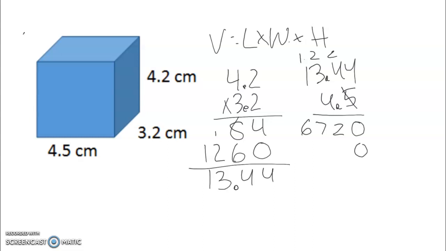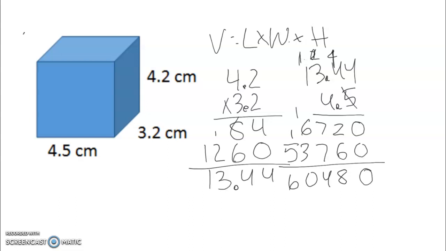Moving on, I'll put down a placeholder 0. 4 times 4 is 16. Carry the 1. 4 times 4 is 16 plus the 1 is 17. Carry the 1. 3 times 4 is 12 plus the 1 is 13 and carry the 1. 4 times 1 is 4 plus the 1 is 5. Adding those all together. And then I had 3 numbers behind the decimal, so I'll have 3 numbers behind the decimal here.